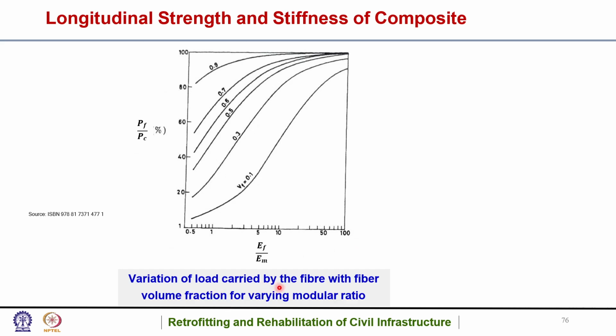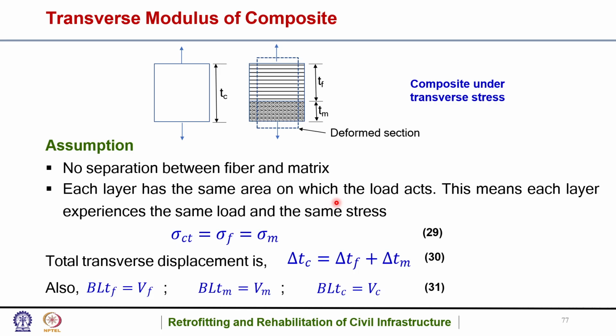So the variation of load carried by the fiber with fiber volume fraction for varying modular ratio is also shown here. Okay, so that is basically for longitudinal modulus.